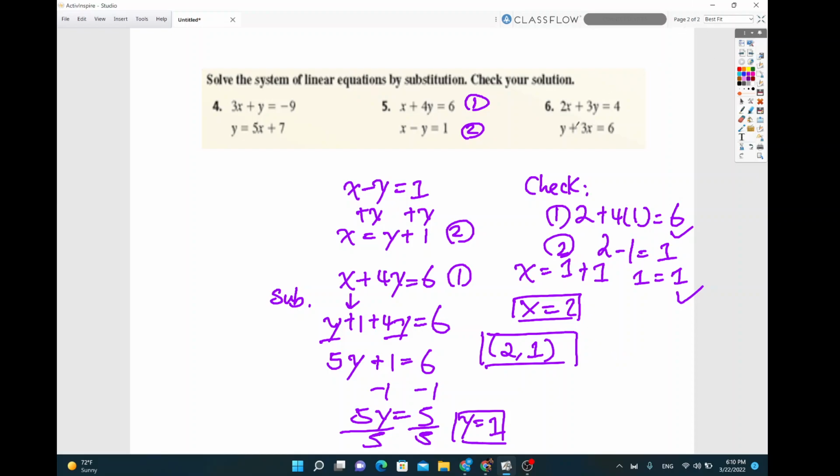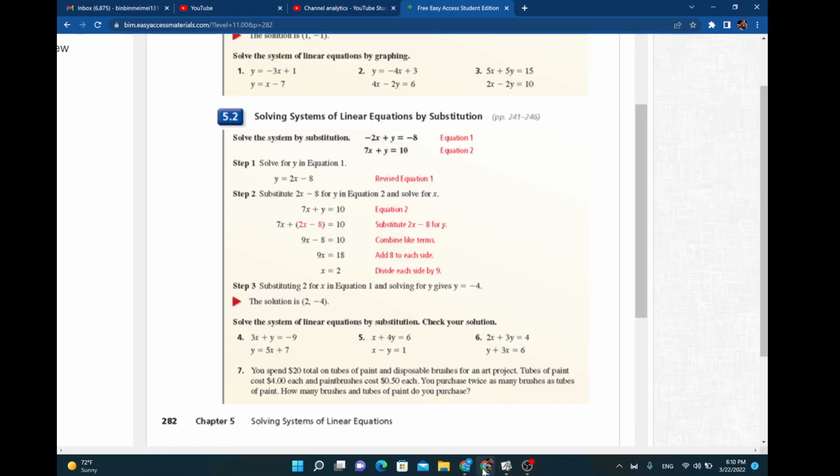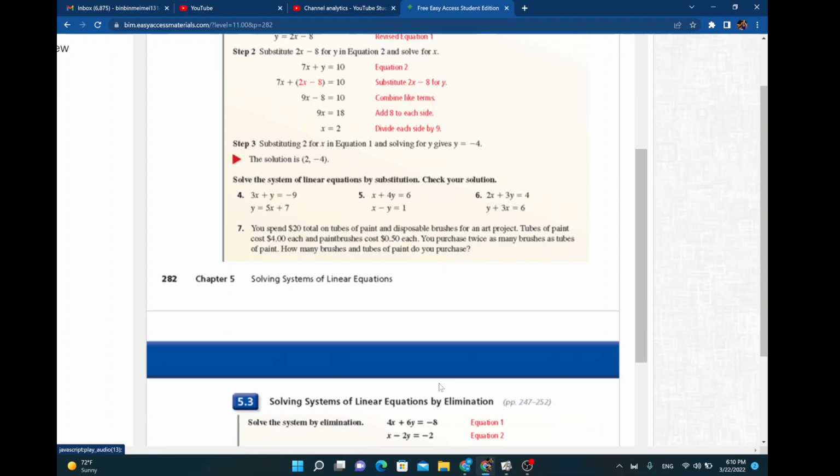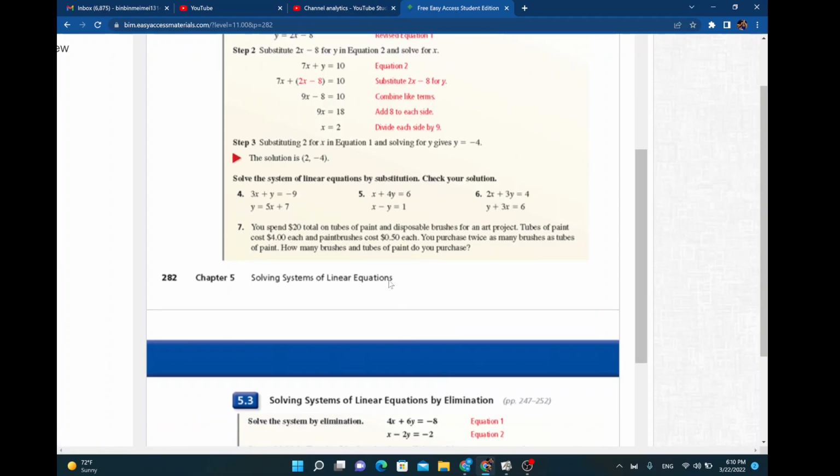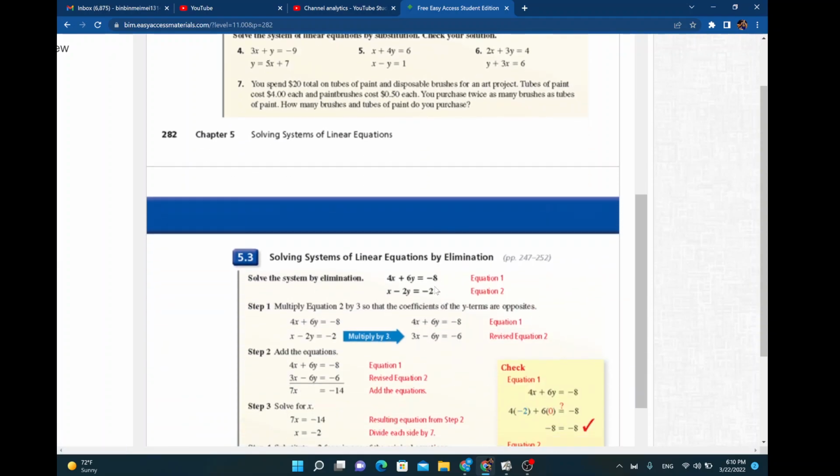Okay, so for the next one, it's quite similar. So you guys can try this one. Also the first one, as you can see right here, y equals 5x plus 7. So y has been isolated already, so you can just put that in for the first equation. Okay, so now let's move on to the next part of the problem here. And let's see what we have right here. So 5.3. For the word problem, we'll get to that once we get into the elimination.